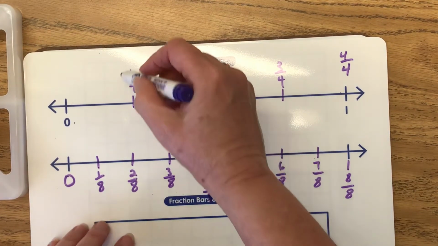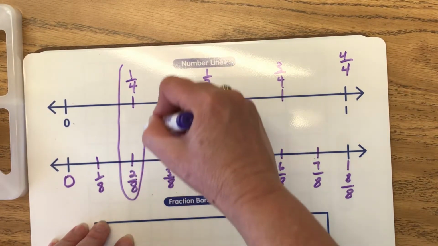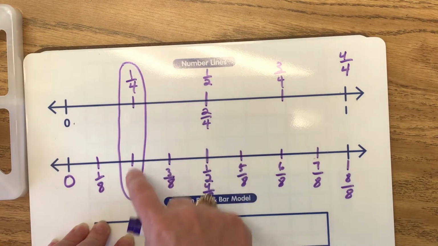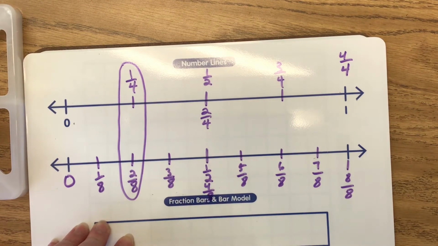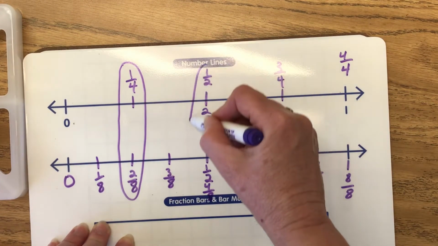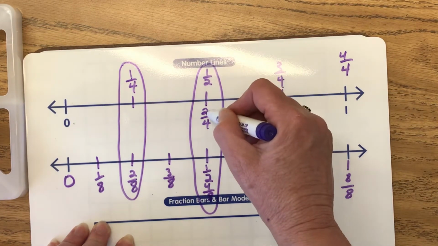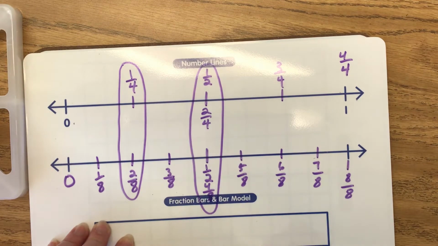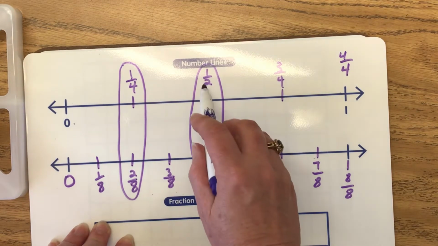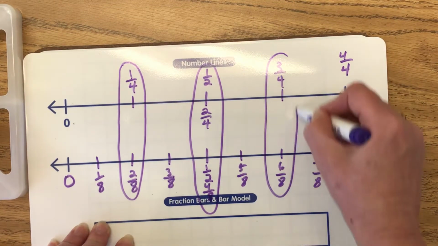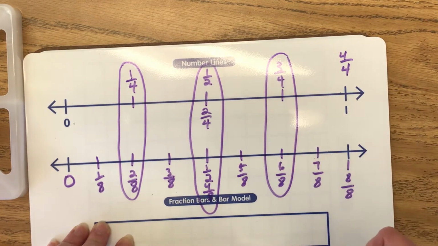So right away you should be able to see where some of our numbers are lining up. Right here, 1/4 and 2/8 are both at the same point on the number line. That means that 1/4 and 2/8 are equivalent fractions. Okay, and then right here, all these fractions line up. Okay, 1/2, 2/4, 4/8. Those are all equivalent fractions because they are at the same point on the number line. And then here we have 3/4 and 6/8 are equivalent fractions because they are at the same point on the number line.